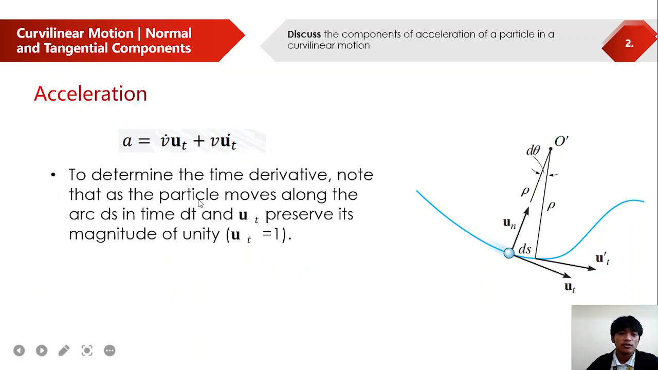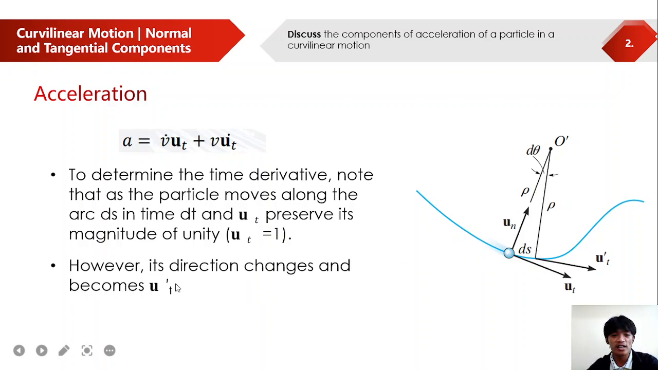Okay. So, to determine the time derivative, note that as the particle moves along the arc ds in time dt, u sub t preserves its magnitude of unity. Now what we call the magnitude of unity, u sub t is equal to 1. However, its direction changes and becomes u prime sub t.